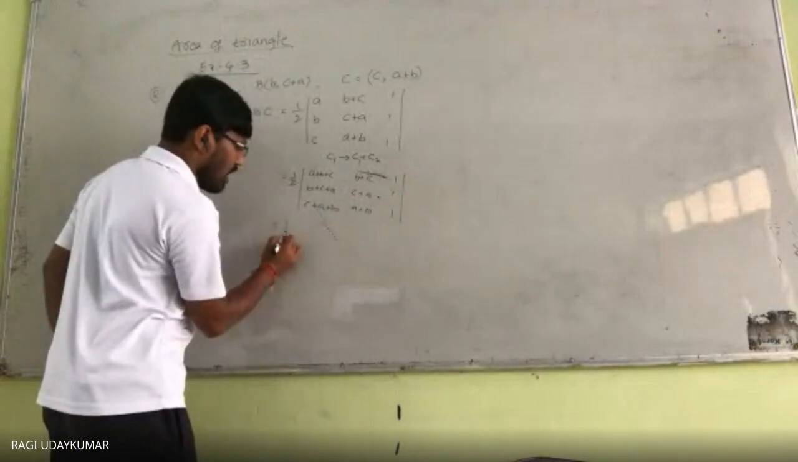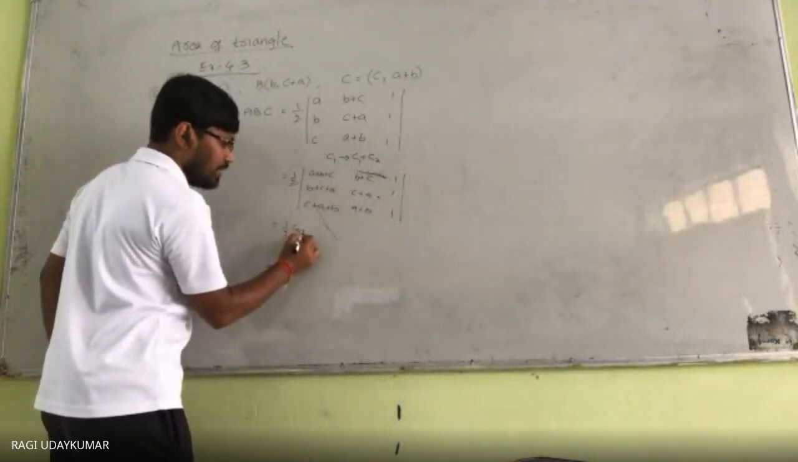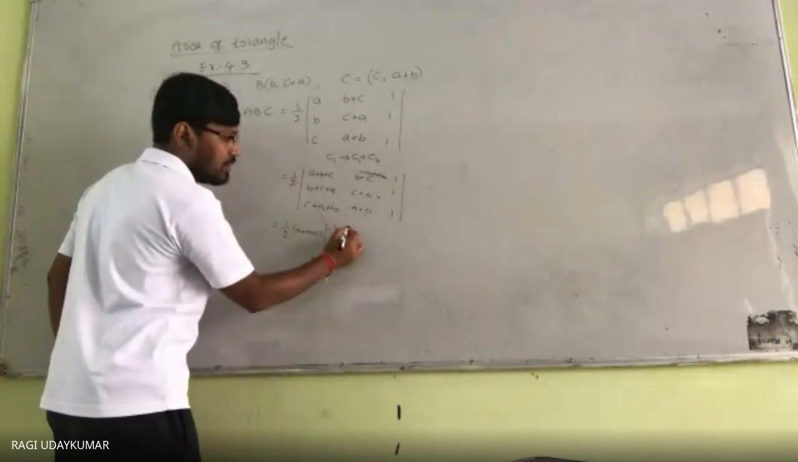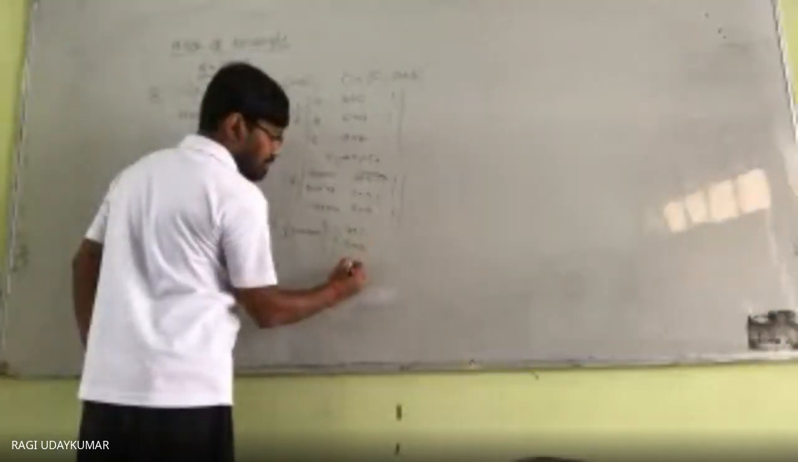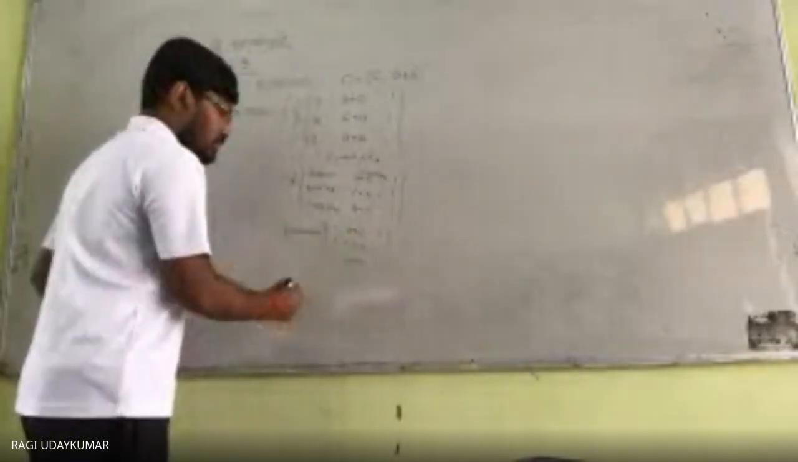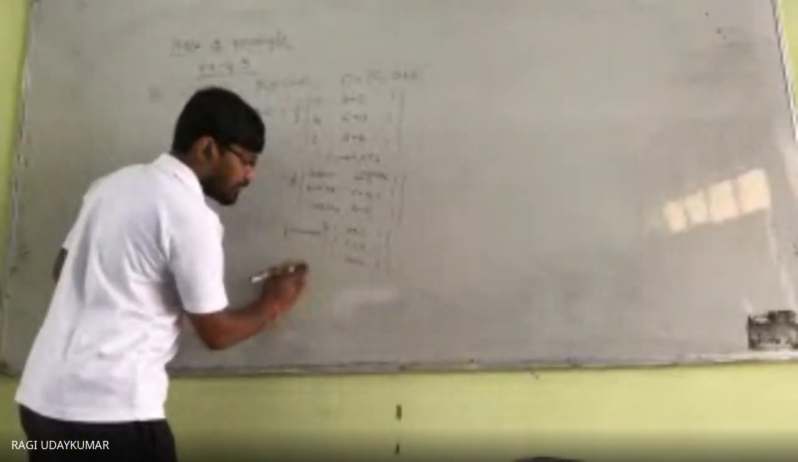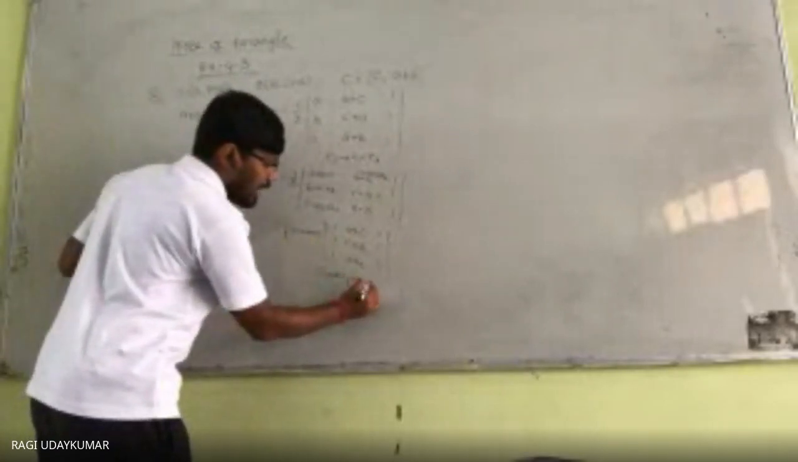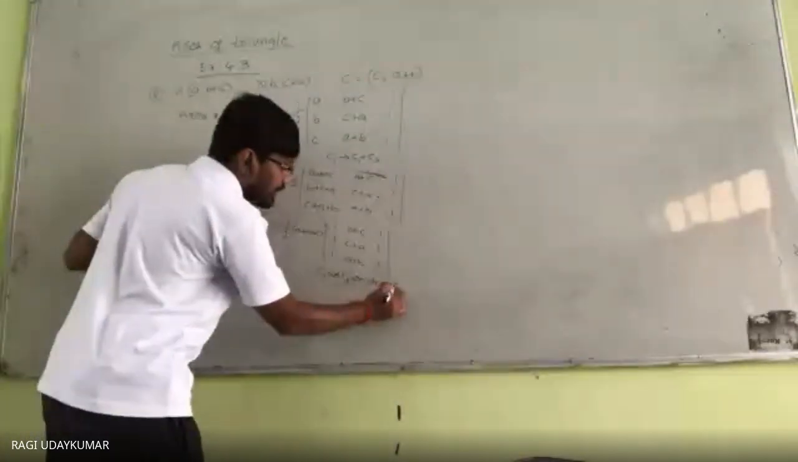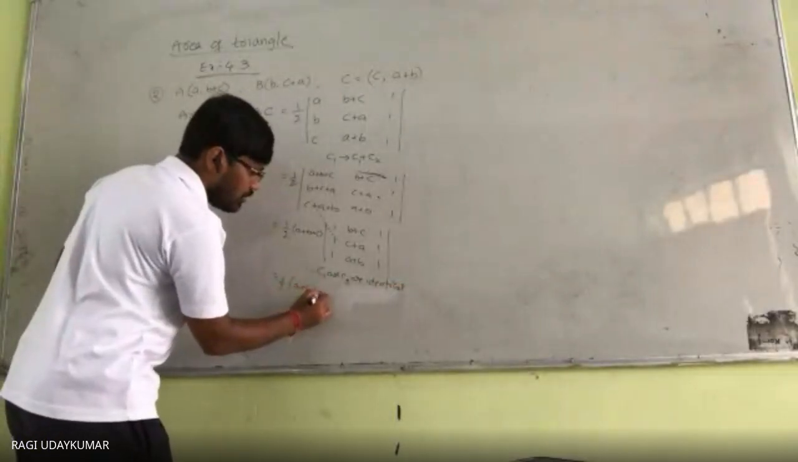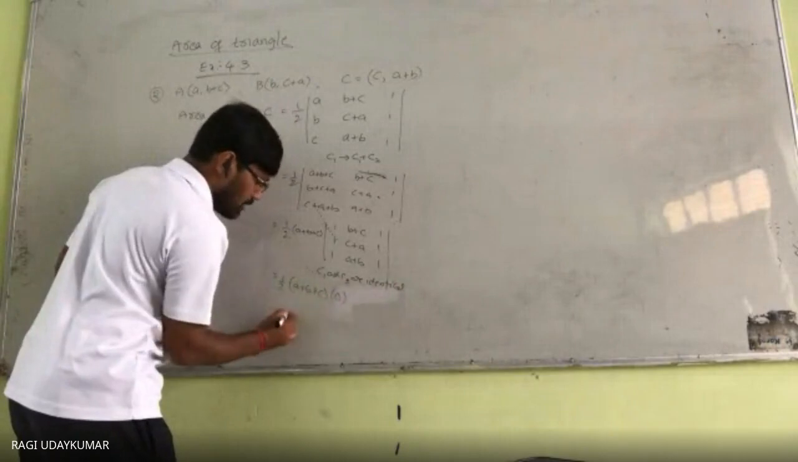So this equals half into a plus b plus c, taking the common factor outside. So when you have 1, 1, 1, b plus c plus a plus b, 1, 1, 1, two columns are identical. Since C1 and C3 are identical, the determinant of this matrix will be equal to 0. Using the properties, we are solving.